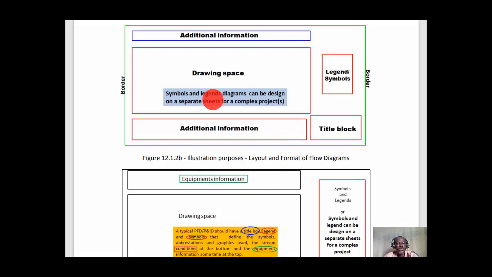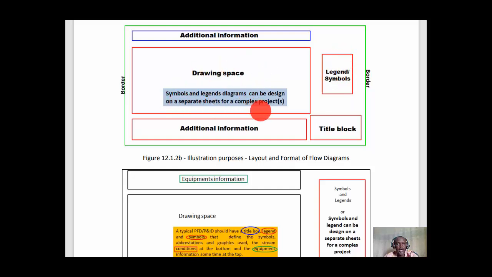Herein, for illustration purposes, we have a typical layout and format of a flow diagram. It can be P&ID, PFD, or block flow diagram. Logically, every flow diagram will always have a border, just like every engineering drawing. Then we have the title box, the legend symbols box. Then we have the drawing space.